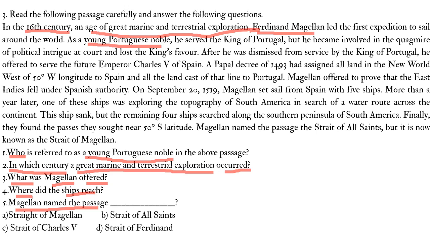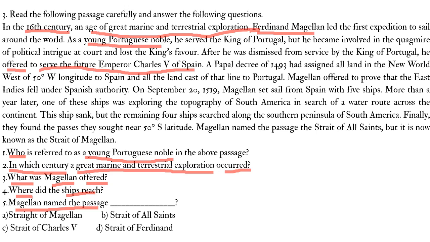Next one. What was Magellan offered? So here you have to see the word offered or what. These are the things required. Okay. So where is offered? Yes. Here the word offered is given. After he was dismissed from service by the King of Portugal, he offered to serve the future Emperor Charles V of Spain. So serve the future Emperor Charles V of Spain. This is the right answer.